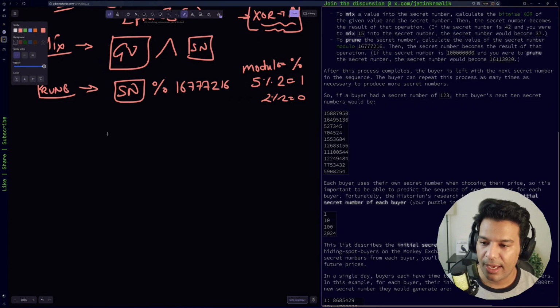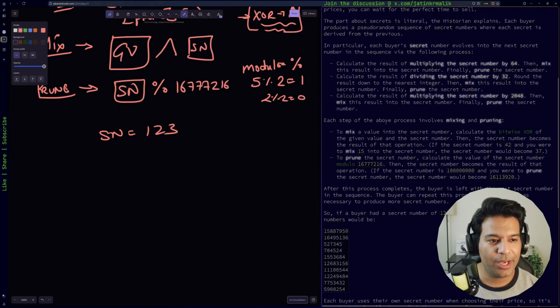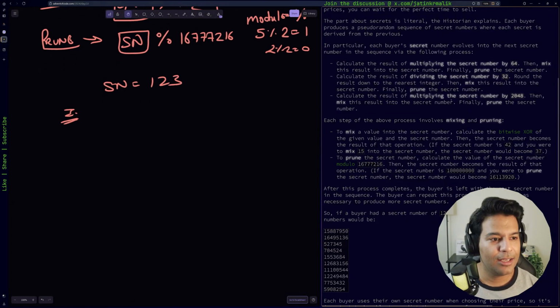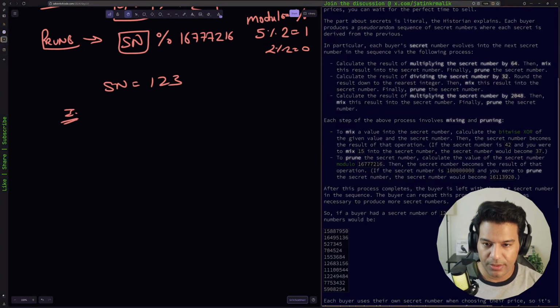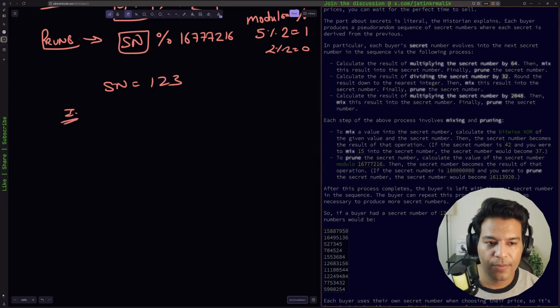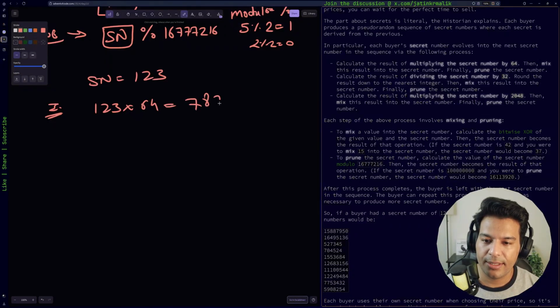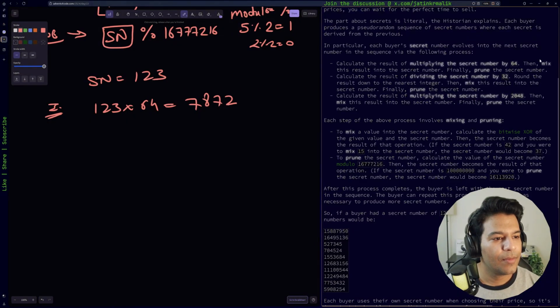So we are given a secret number equal to 123. Let's do it in a multi-stage operation. In the first step, I will read from the right side. We multiply the secret number by 64. 64 multiplied by 123 gives 7872. And then we have to mix this result into the secret number.